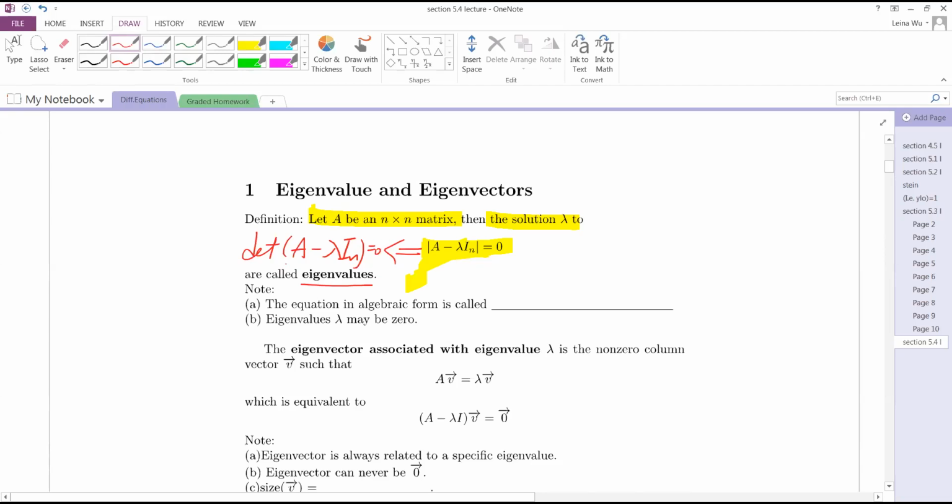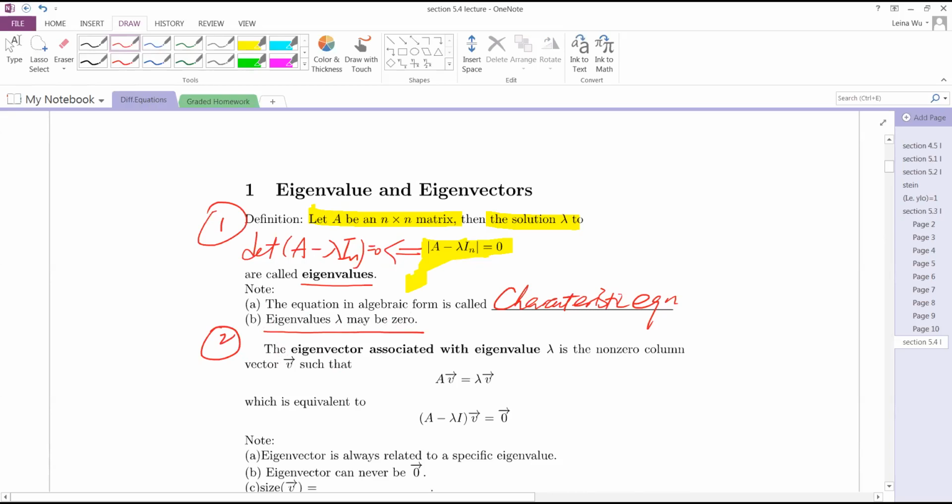The equation for this determinant equals 0, this equation in algebraic form, is also called what equation? Yeah, characteristic. So there are a bunch of characteristic equations in this course. The characteristic equation for looking for the eigenvalues is based on the determinant of A minus lambda I_n equals 0. Eigenvalue lambda sometimes could be 0. So you may see 0 as an eigenvalue. That's totally fine. That's for eigenvalue.